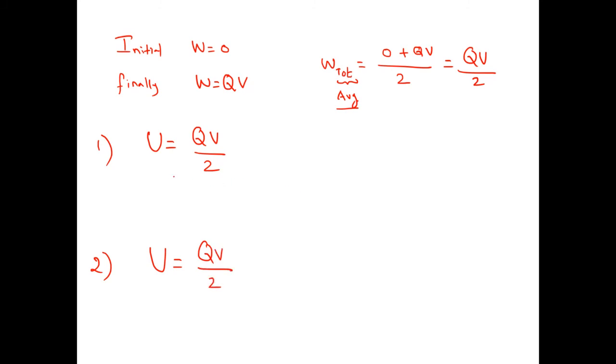Now, could you please tell me what is the equation for the capacitance of the capacitor? Capacitance of the capacitor C is equal to Q over V. Therefore, my Q is equal to CV. Take this Q and substitute it here. What will you get, my dear?